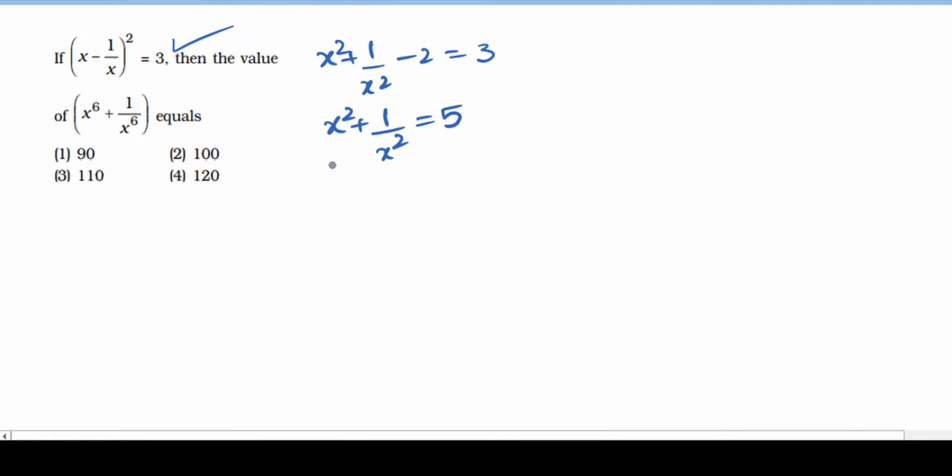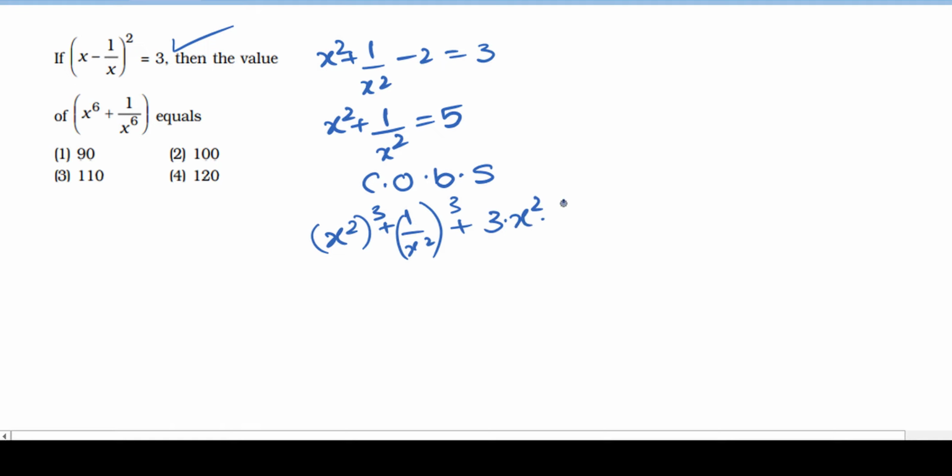Now what they are asking is x power 6. How do we get x power 6 from x square? So we need to cube on both sides, right? Let's cube on both sides. Then x square whole cube plus 1 by x square whole cube plus 3 into x square into 1 by x square into x square plus 1 by x square equals 5 cube. What is the value of 5 cube? 125.